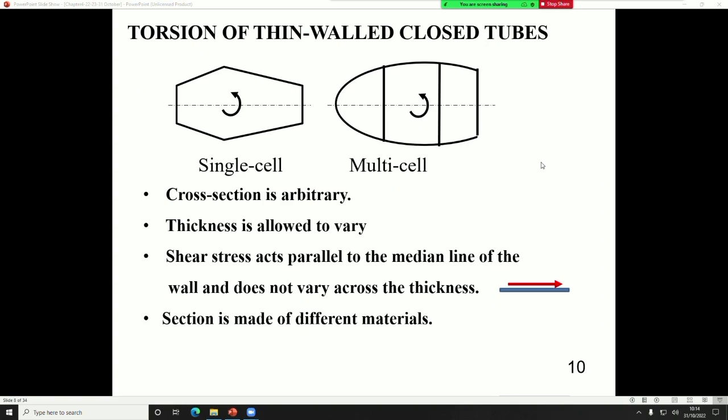And as I said earlier, we could have different materials around the section. Now, based on these assumptions, we start the analysis of a single cell tube subject to torsion. And using the same equation, we expand it to multi-cell. We apply the compatibility equation to find other equations to find the angle of twist and the shear stress for the multi-cell tube. So I start with a single cell tube.